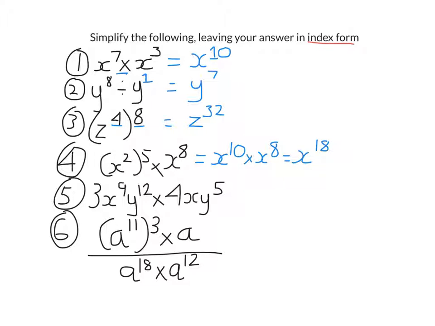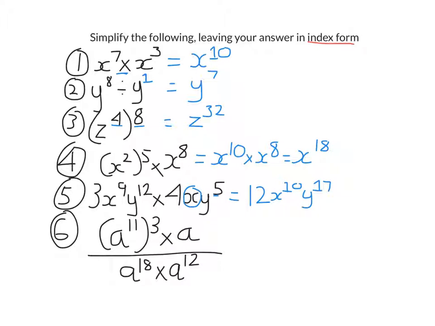So in question 5, when we have numbers and different letters, we do them separately. So we'll do the numbers separately. 3 times 4 is 12. X to the power of 9 times x. The x is not raised to the power of 5. It's just a normal x. So it's x to the power of 10. And then for the y's, the same thing. We keep the same base and we add the powers, and we're done. We did different letters and numbers separately.